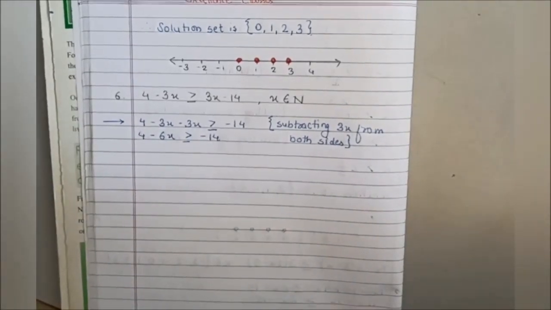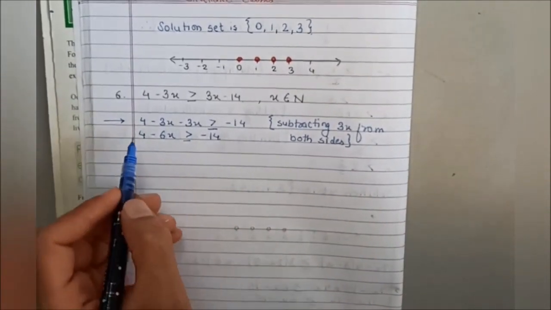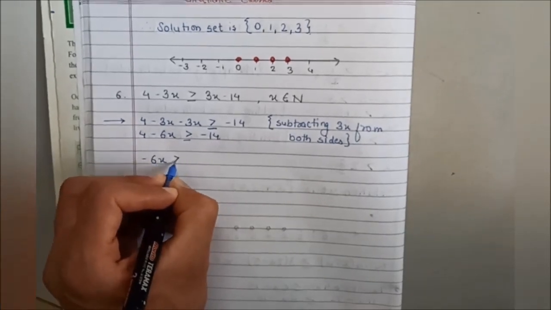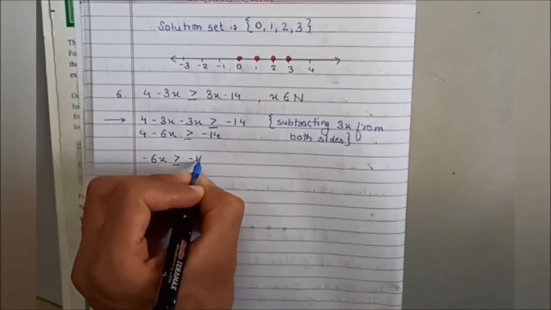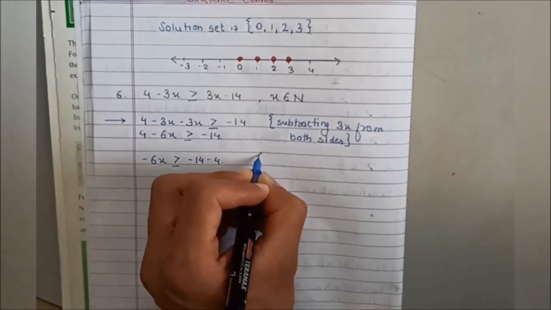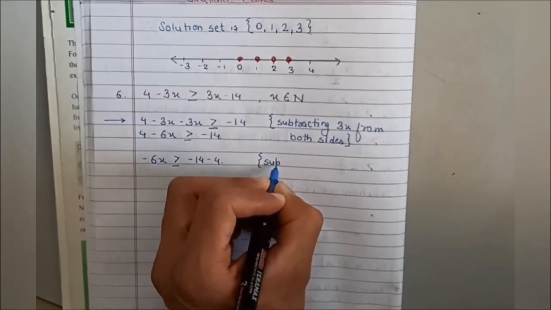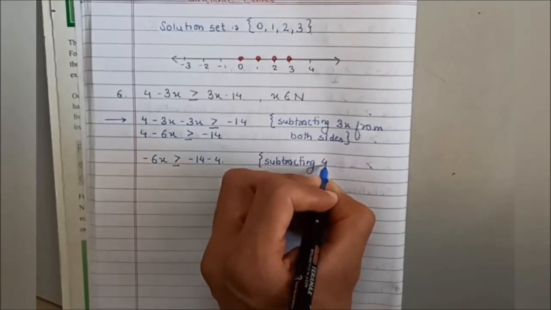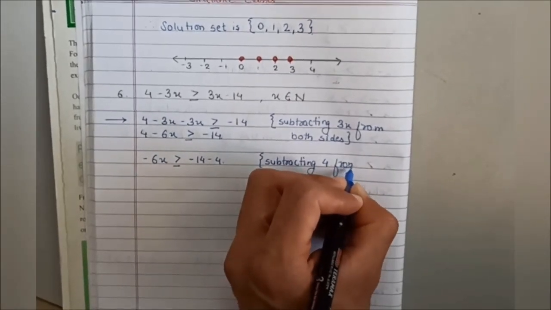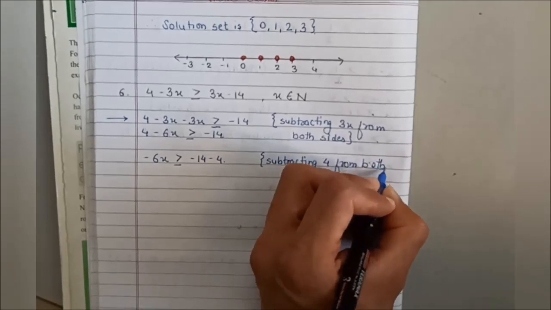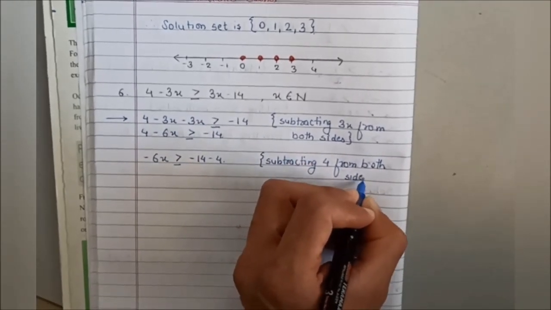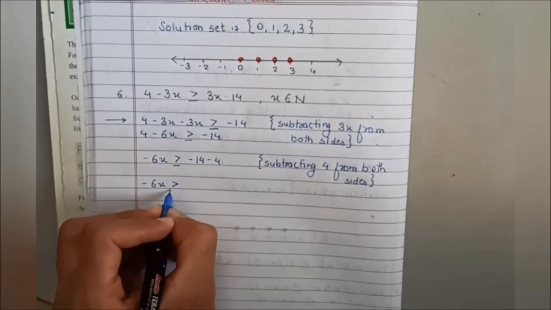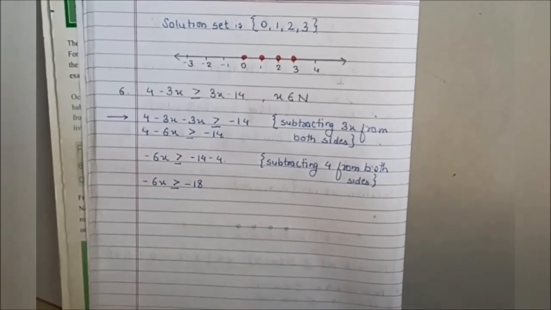Now the next task is to remove this 4. So I'll have to subtract 4 again. So it is going to become minus 6x greater than or equal to minus 14 minus 4. Subtracting 4 from both sides. So this turns out to be minus 6x greater than or equal to minus 18.